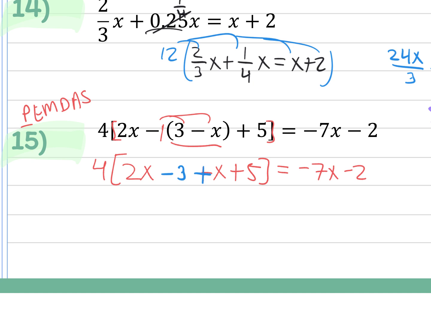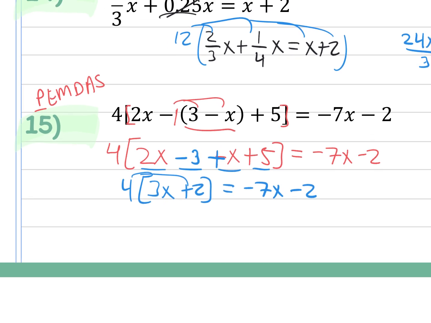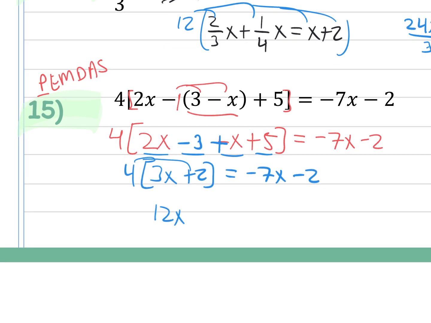All right, so combining the like terms on the inside here, 2x and x is going to make 3x. All right, and then negative 3 plus 5 is going to get us a plus 2. All right, and then now we have less things to distribute to, right? We can distribute this 4 to everything on the inside. And then we just get 12x plus 8 equals negative 7x minus 2. All right, and then you just solve as normal.